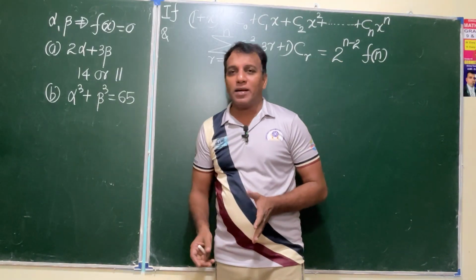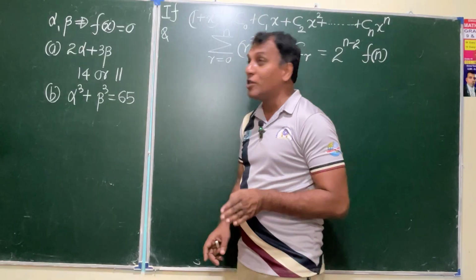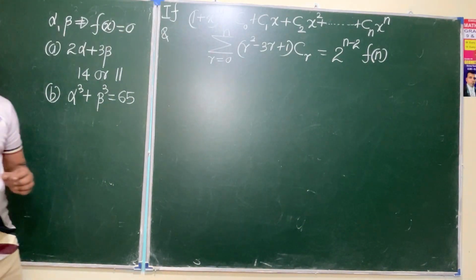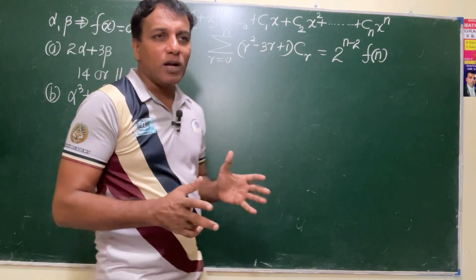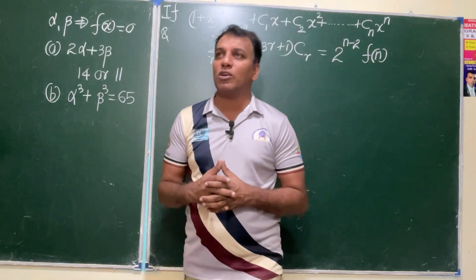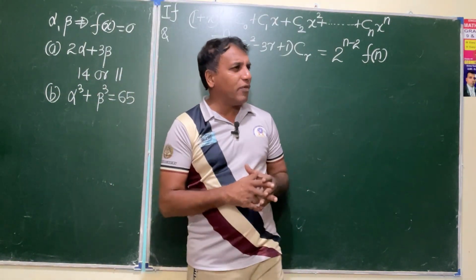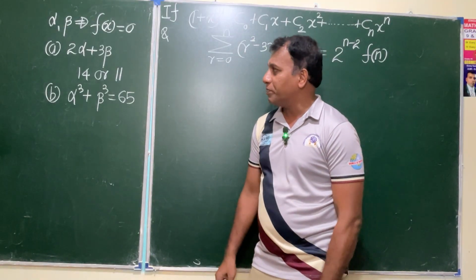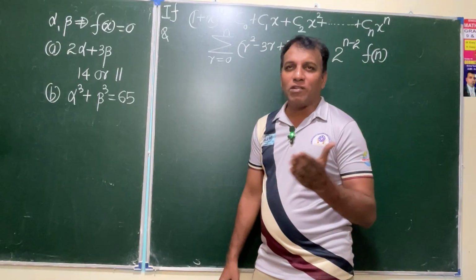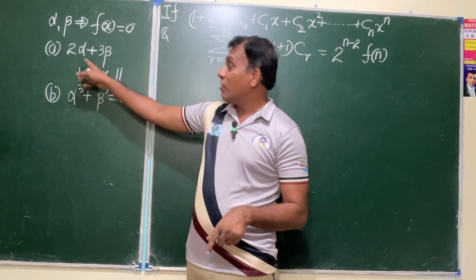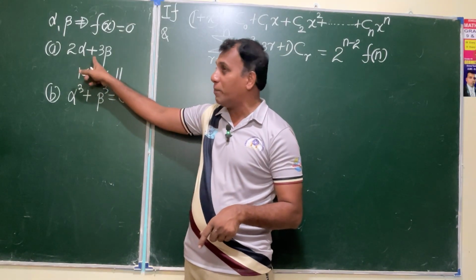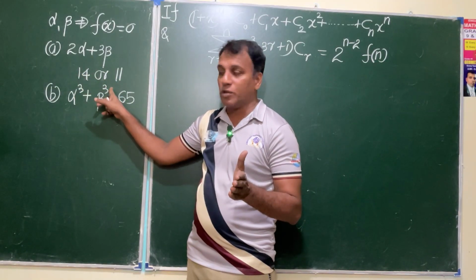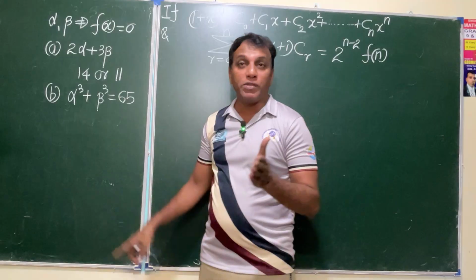See, the later part: alpha and beta are the roots of f(x) equals 0. Therefore maybe f(x) is a quadratic equation, because of two solutions. Then alpha plus beta, alpha into beta. But here the problem is to find the value of 2 alpha plus 3 beta. The answer is either 14 or 11. Also show the sum of the cubes.